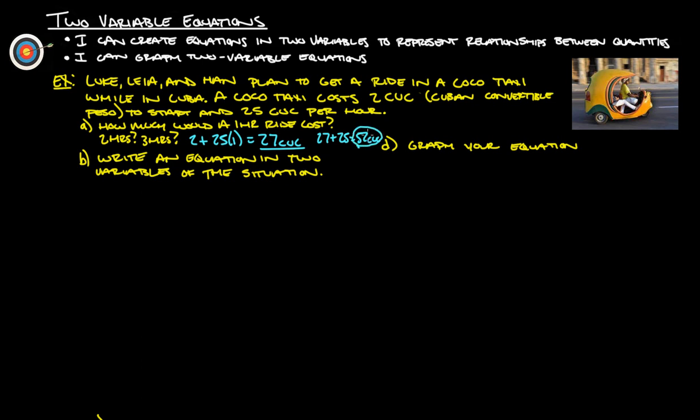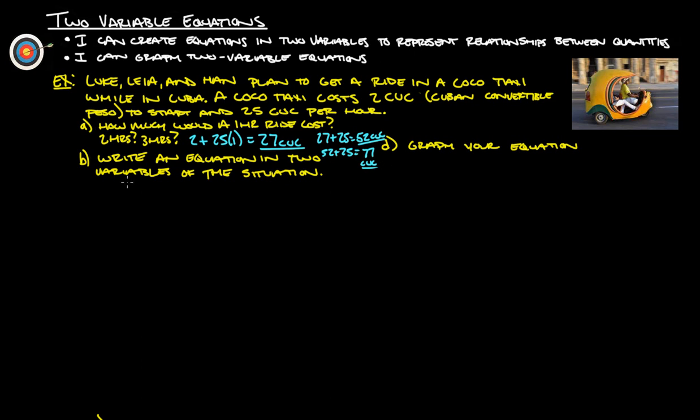That's a little hard to read. Hopefully you can. That's a 5 and a 2. Let's make that so that you can read it. Okay, that's a little better. And then if we're going to do 3 hours, just add another 25 to that. So 52 plus 25. It's going to give us 77 CUC. Okay? So that's for A.